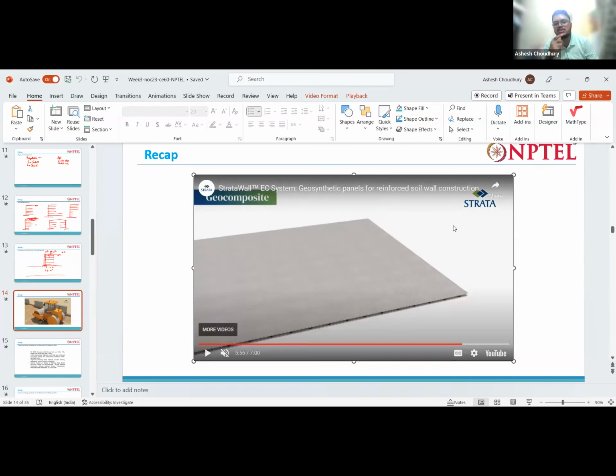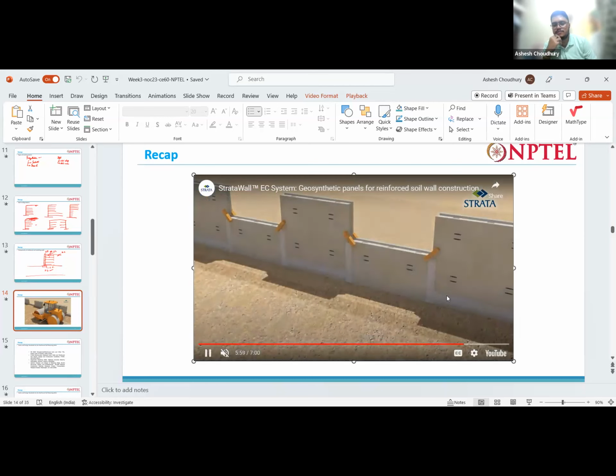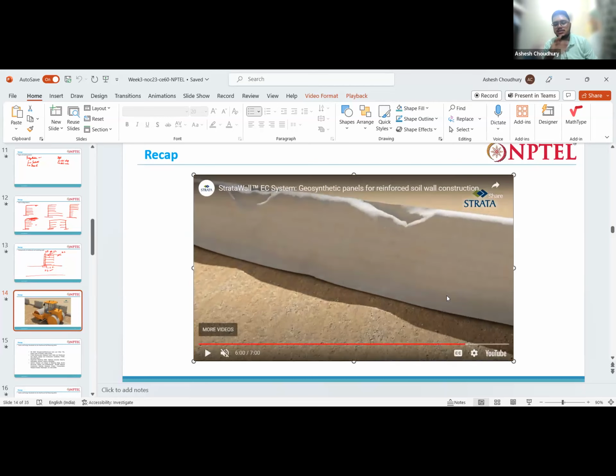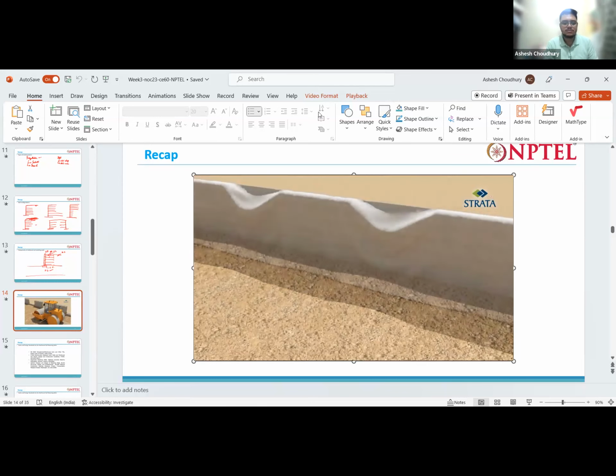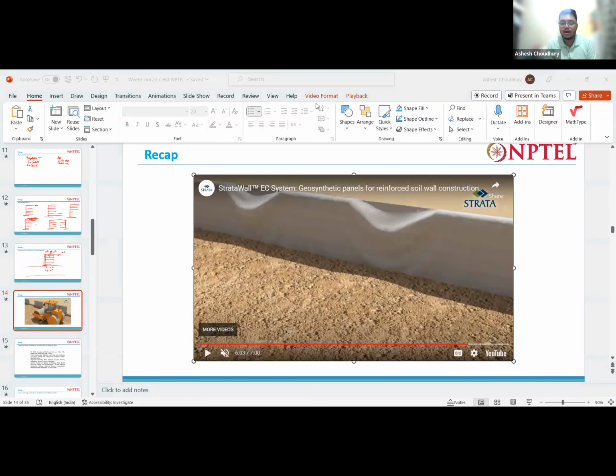So can you tell me what is the purpose of the geocomposite that has been placed here, behind the pad? There are two purposes of this geocomposite. Can you tell me what those purposes are? Yeah, one is drainage, and what is the other? Yeah, correct. One is drainage, another one is filtration.